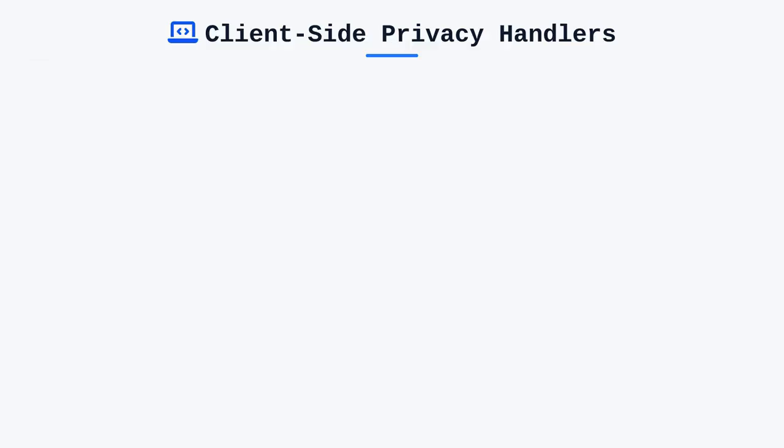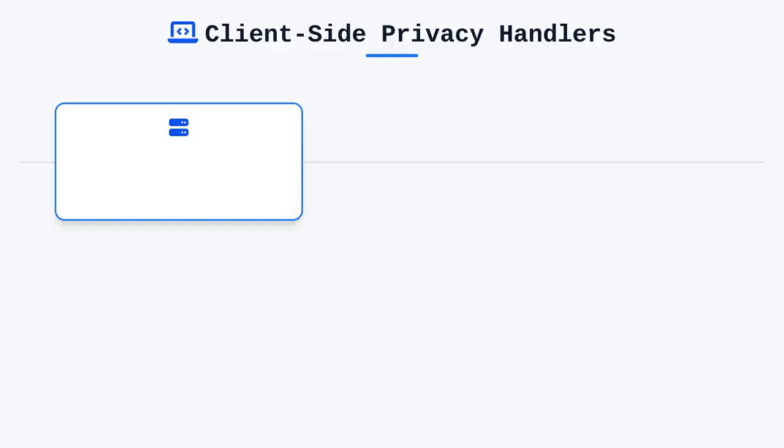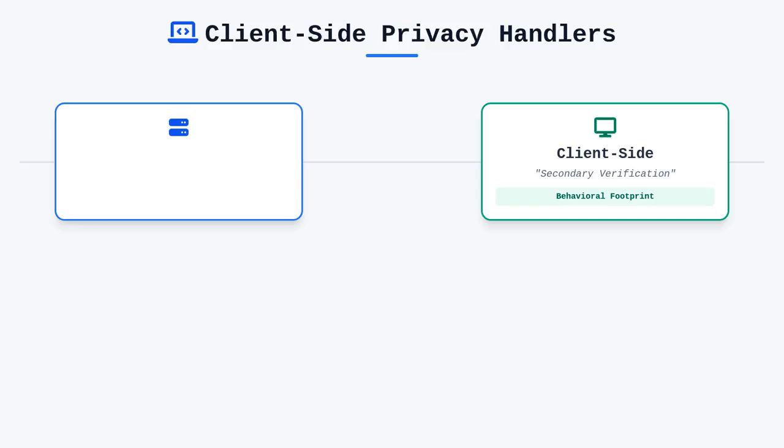When we shift our focus to client-side handlers, we must ensure that our JavaScript implementation acts as a secondary verification point rather than a primary gatekeeper. While server-side headers are the source of truth, client-side logic is useful for dynamically adjusting the rendering behavior of the page, such as disabling tracking pixels or blocking third-party initialization scripts.